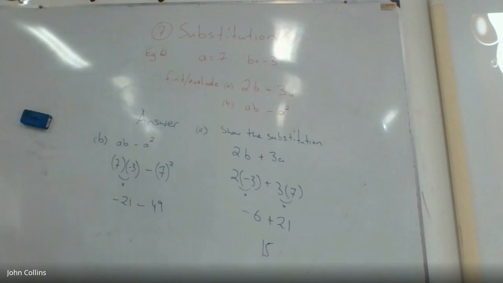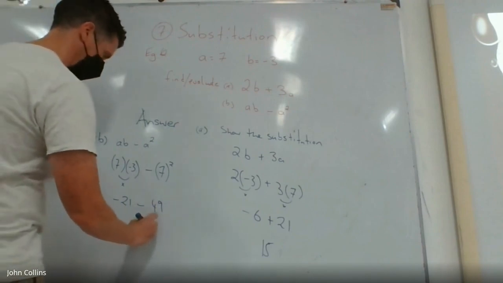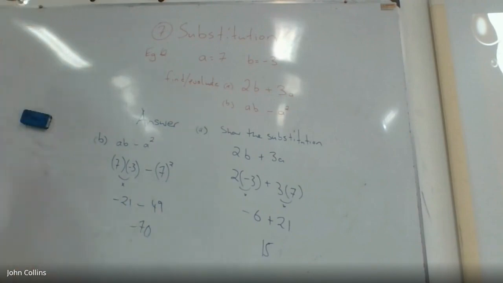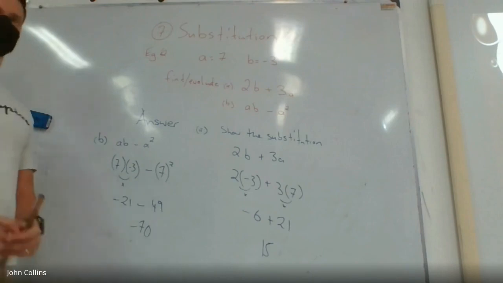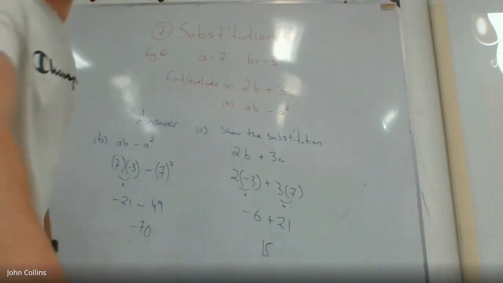You got it wrong, Maxim. Yeah, it is minus 49. Minus 21, and another 49, you get minus 70. That's your final answer. So for substitution, your answer should just be a number at the end. No more letters for substitution. All right.